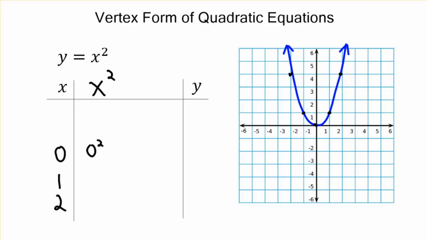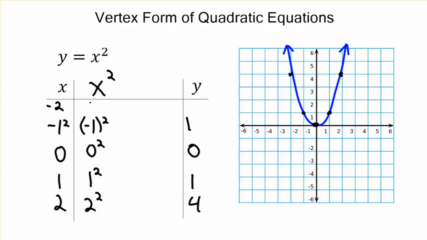If x is 0, well, you square the 0. 0 times 0 is 0, so it's 0, 0. 1 squared is going to give you 1, so it's the point 1, 1. And 2 squared is going to be 4. 2 times 2 is 4. Well, what about negative 1? Negative 1 times itself, a negative times a negative, is positive 1. And negative 2, negative times a negative, is going to give us 4. That's why it curves up. Everything's going to be positive.